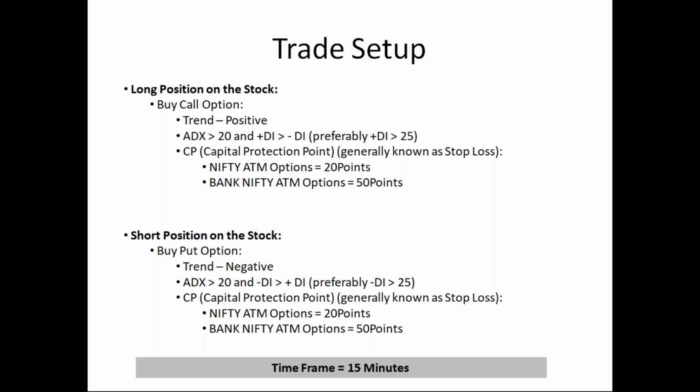Now this sounds like a very static number, but as you trade, you will understand that your objective with stop loss is twofold. One is to protect your capital, but at the same time, you should not get whipsawed by market volatility. So I found that for Nifty ATM options to go 20 points down, that means Nifty has to turn around roughly 40 points, because delta for ATM options is close to 0.5.